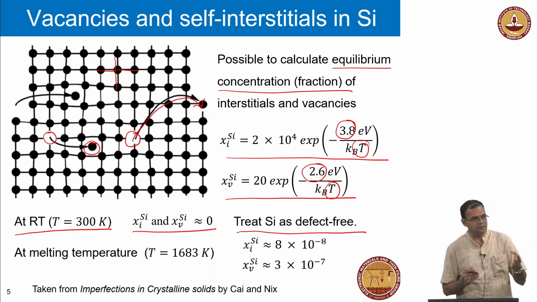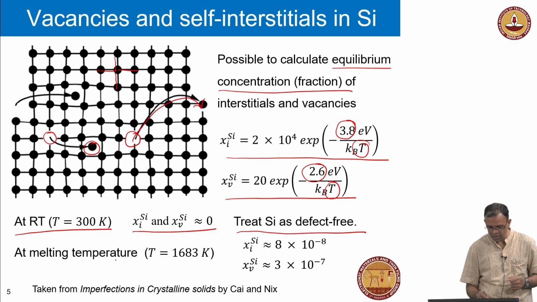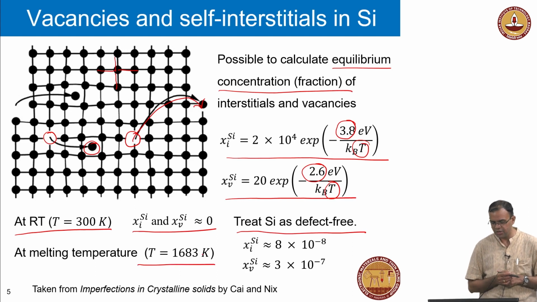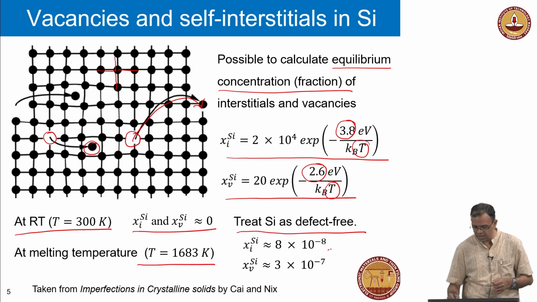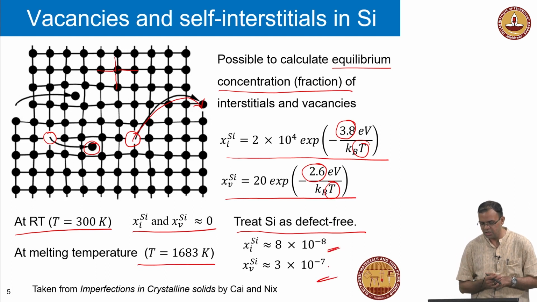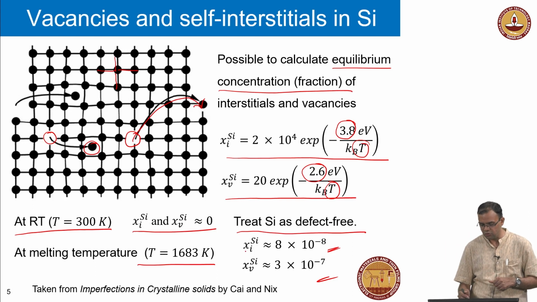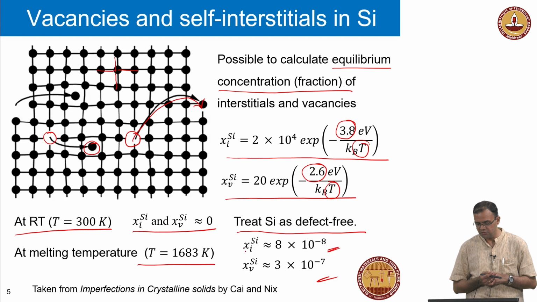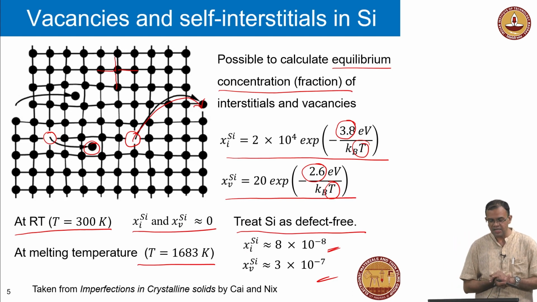One way to create defects is of course to increase the temperature. Usually at higher temperature there is more thermal excitation, so it is easier to create defects. At the melting temperature, around 1670 Kelvin, you can see that there is a substantial value of these. So this value is no longer 0, the fraction, but there is some finite value. This is as far as silicon goes.